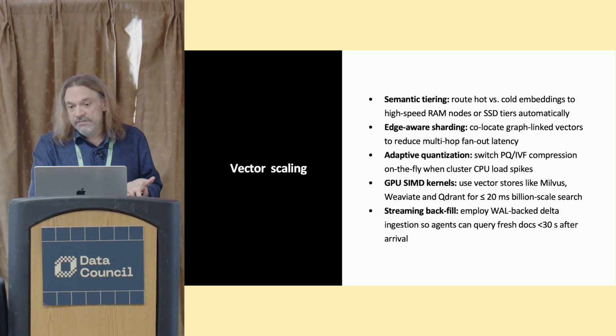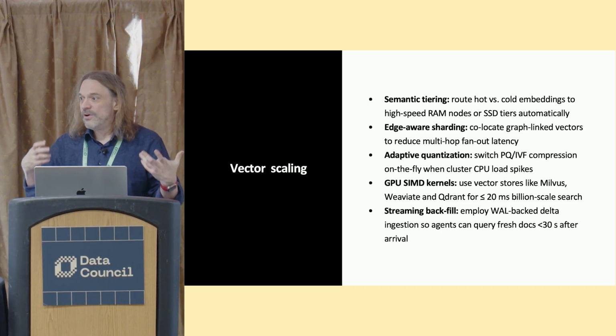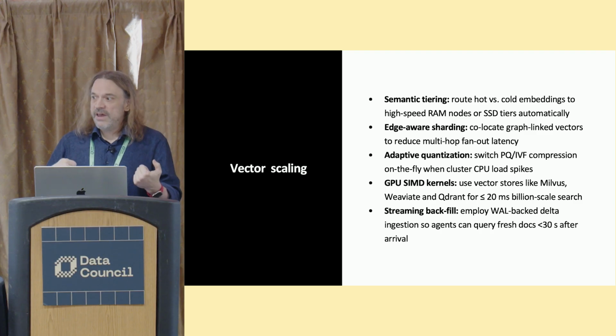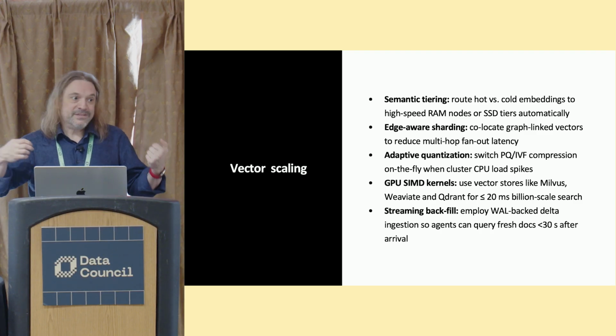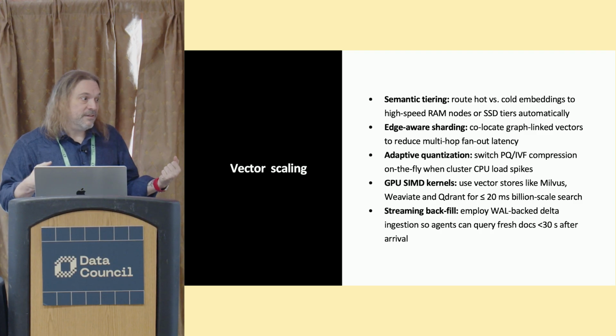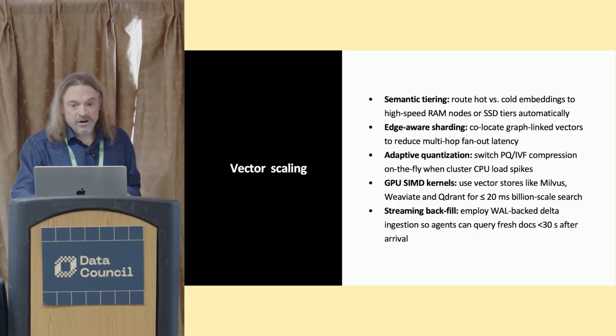Semantic tiering of vectors. Vector databases tend to store a lot of their retrieval results in memory. If you have a lot of documents, this can make things very expensive if you're not able to tier things.